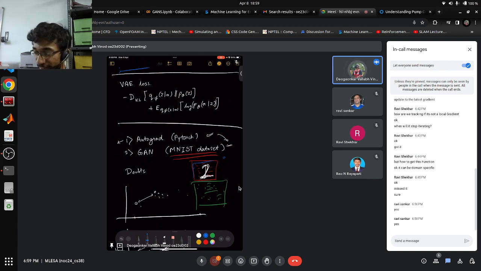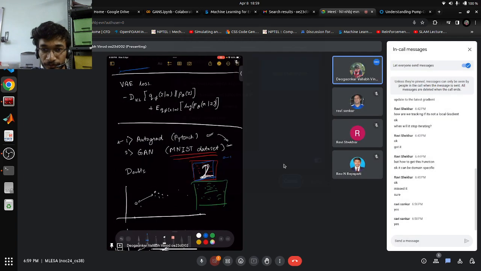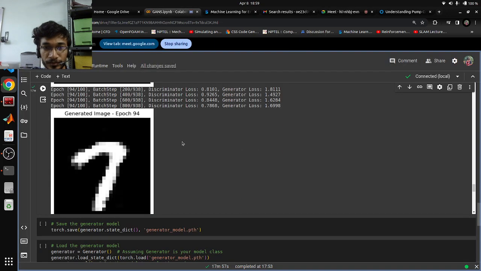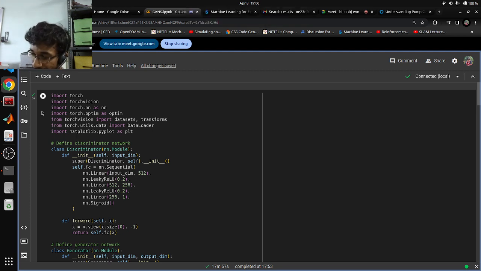It's within the range 0 to 1 and it's only one channel. There are no multiple channels. It's black and white digit images. Okay. So now we will go to the code. Okay, you already saw the. Okay. So is my code visible?